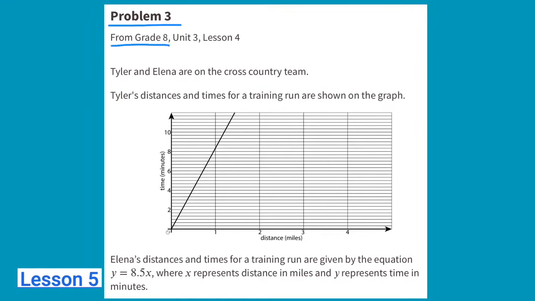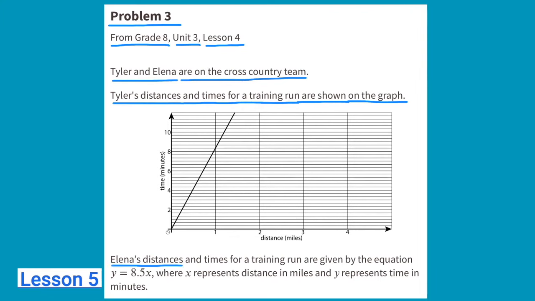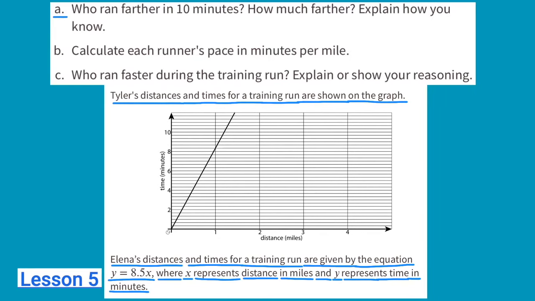Problem number 3 from 8th grade, Unit 3, Lesson 4. Tyler and Elena are on the cross-country team. Tyler's distance and times for a training run are shown on the graph. Elena's distance and times for a training run are given by the equation y equals 8 5/10 times x, where x represents distance in miles and y represents time in minutes. A. Who ran farther in 10 minutes? How much farther? Explain how you know.